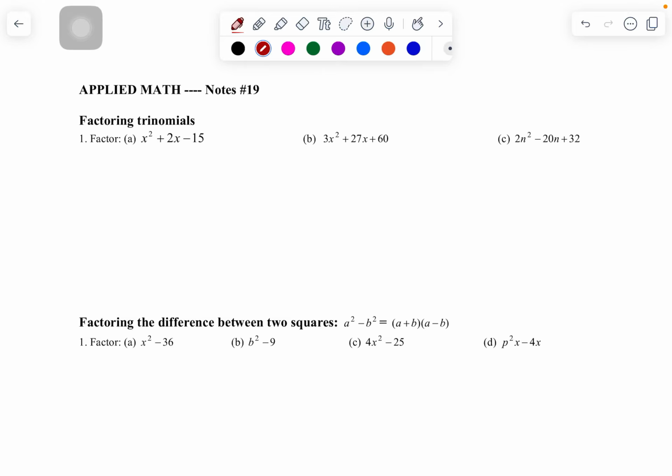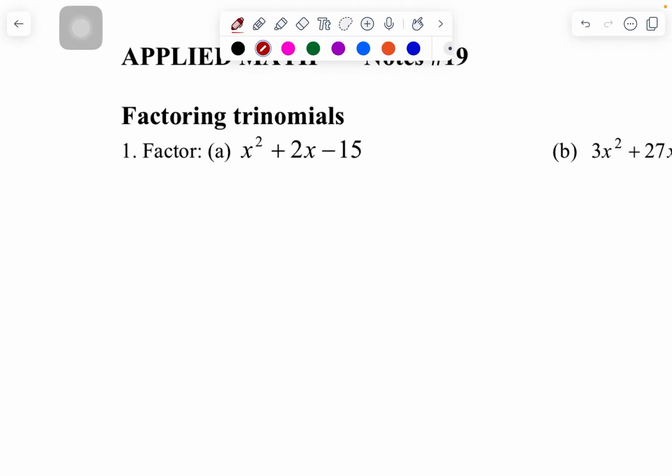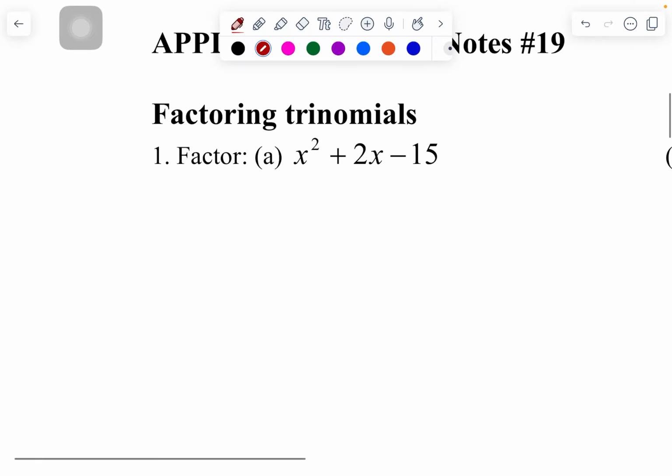All right. In this video, we're going to talk about Notes 19, the first section, which is on factoring trinomials. This is something we have done repeatedly, but let's go back and double check, make sure that we are comfortable and confident with it. Problem number one, it says to factor.